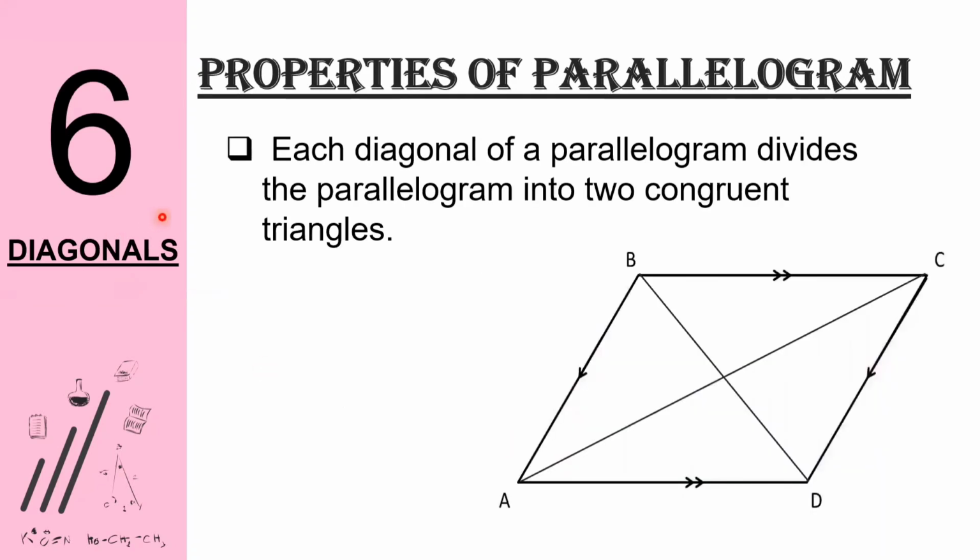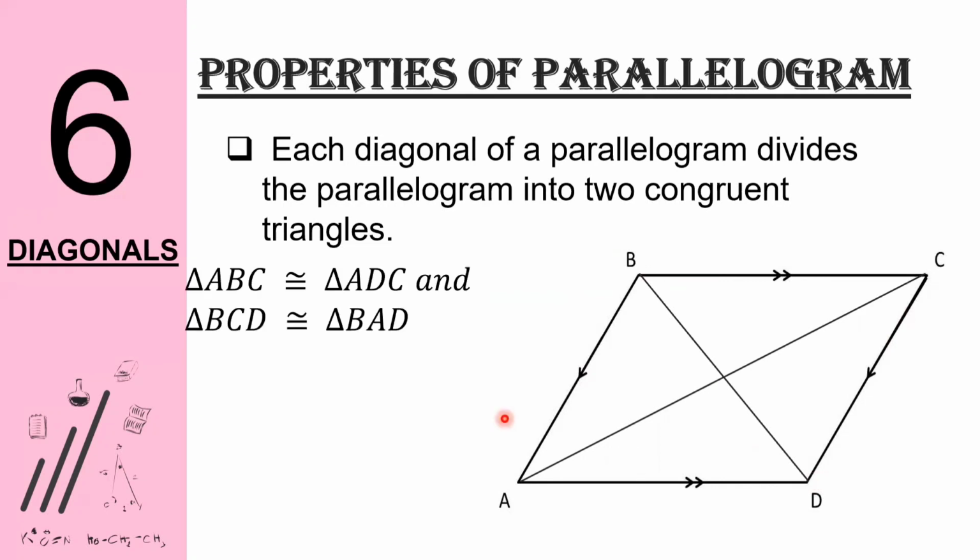For the sixth property, we have each diagonal of a parallelogram divides the parallelogram into two congruent triangles. So again, we have here diagonal AC and diagonal BD. For diagonal AC, diagonal AC bisects the parallelogram into two congruent triangles, and the two congruent triangles are triangle ABC and triangle ADC. So, triangle ABC is congruent to triangle ADC.